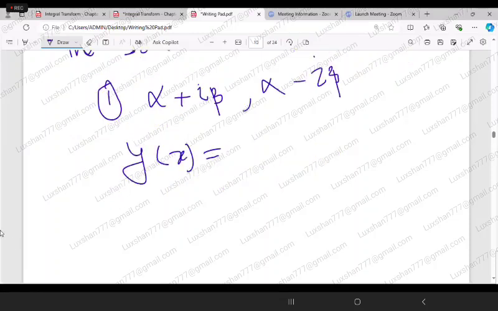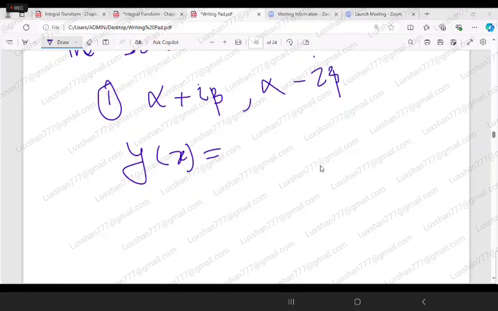The complementary function y(x) is equal to what? Can anybody tell me if this is the solution, alpha plus i beta, alpha minus i beta? Two complex solutions, conjugate pairs. What is the solution? Quickly, we are running out of time. We want to finish the handout today.